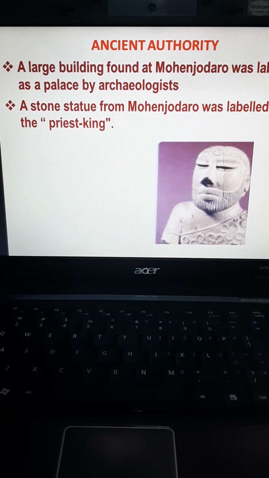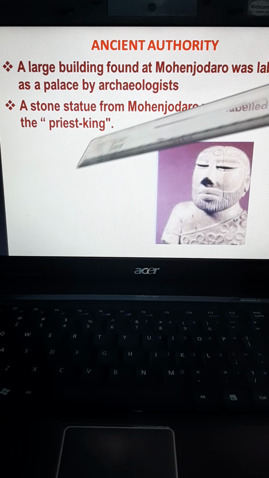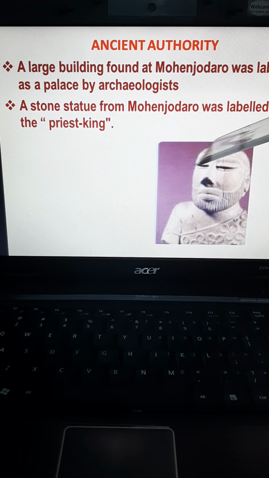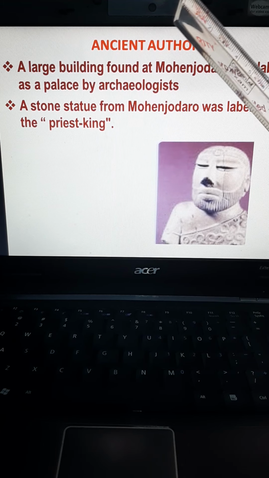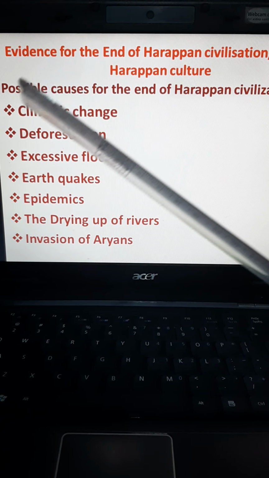Clear? Now, others, they also have found a stone statue at Mohenjo-daro. This was a statue which was found at Mohenjo-daro. You can see this statue. By seeing this statue, the archaeologists have said that this is the statue of the priest king. It must be the king's statue during the Mohenjo-daro period, which the archaeologists have suggested.